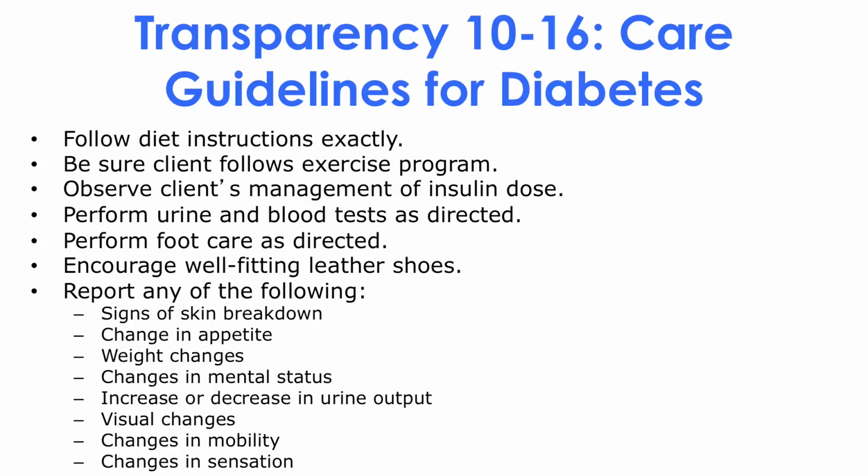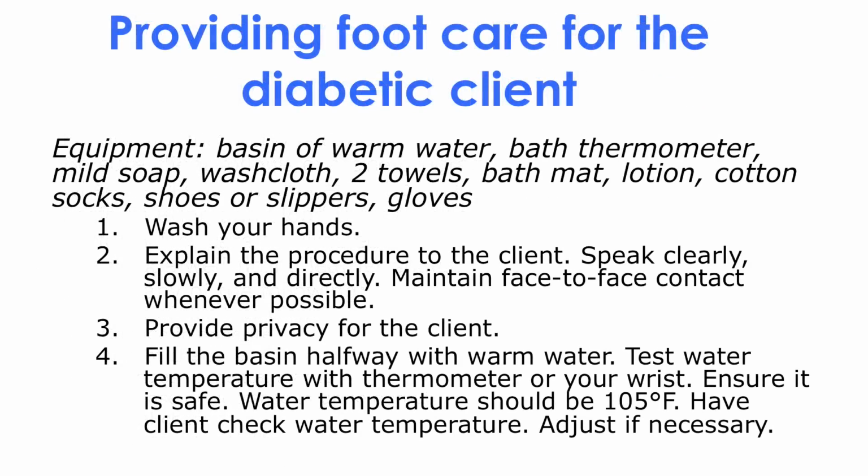If they have any breakdown, any change in appetite, weight changes, increase or decrease in urine output, any change in mental status, visual changes especially, as well as changes in mobility or even sensation, those are things that need to be reported to the family, to your supervisor, or to the physician eventually.